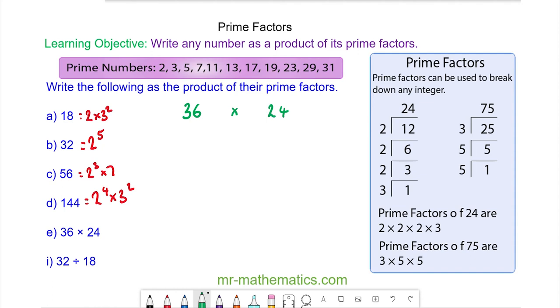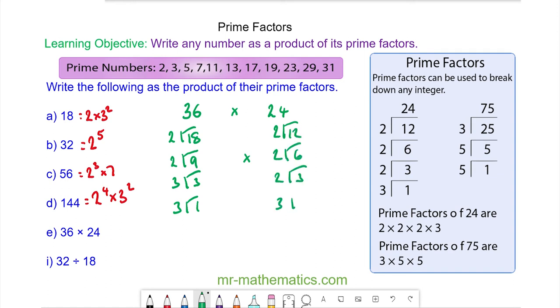For question E, I'm going to write each number as a product of its primes. So for 36, we have 2 to make 18, 2 to make 9, 3 to make 3, and 3 to make 1. For 24, we have 2 to make 12, 2 to make 6, 2 to make 3, and 3 to make 1. So you can see in total we have 1, 2, 3, 4, 5, 2 to the power of 5, and 1, 2, 3, 3 to the power of 3. And this makes the product of 36 and 24.